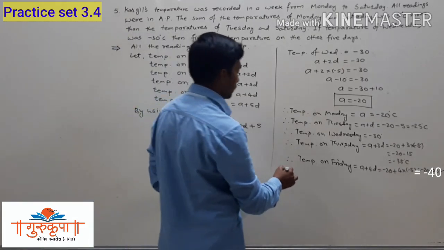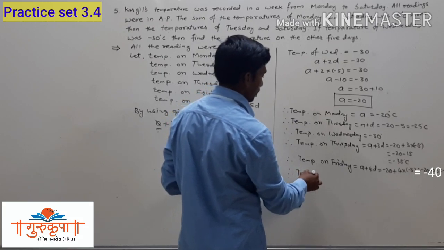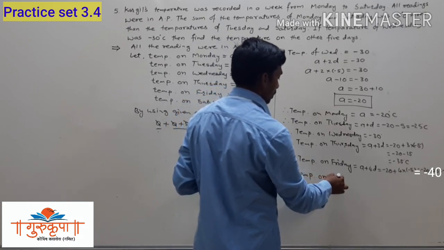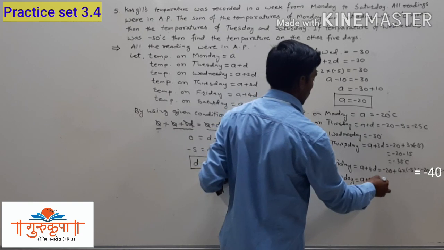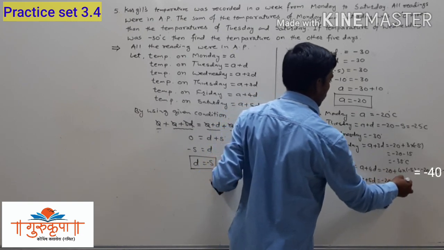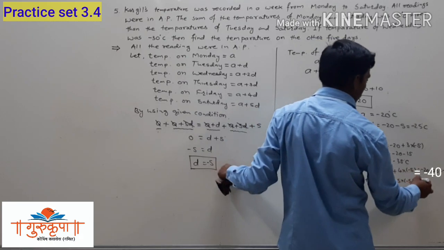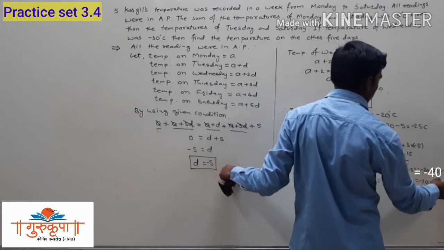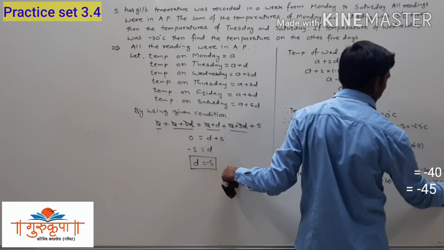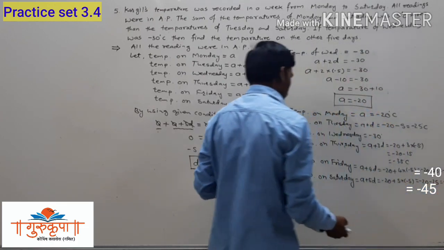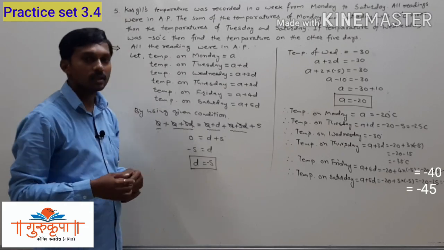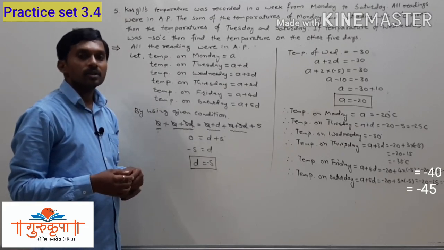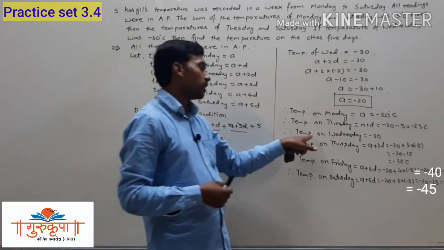And now we have to find the temperature on Saturday. We considered it as A plus 5D. Now put the values there. Minus 20 plus 5 multiplied by minus 5, that is minus 20 minus 25, it is equal to minus 45 degrees Celsius. So this is the temperature on Saturday. Here we find the temperature of all the 5 remaining days, that is Monday, Tuesday, Thursday, Friday and Saturday. We also write the temperature of Wednesday.